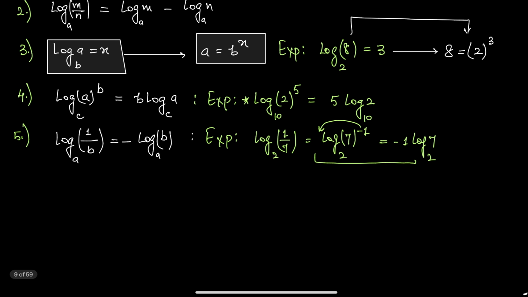Moving to the sixth step. Formula number 6 is also termed the base changing theorem. In this formula we have log of a with base b.